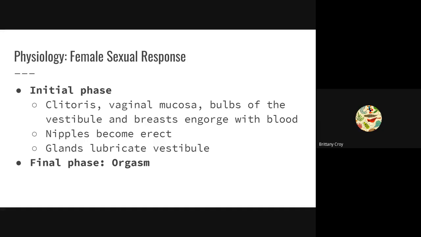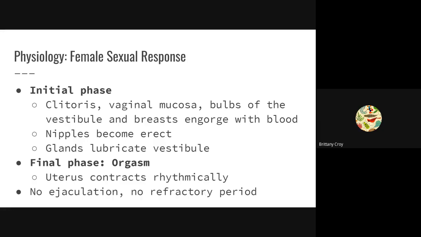And then sometimes, after all of that happens, the female experiences an orgasm where the uterus contracts rhythmically, and we have all the same systemic changes that happen in a male, like increased heart rate, increased blood pressure, increased breathing rate. Different from a male, though, there is no ejaculation and there's no refractory period. The refractory period is the time when a male cannot achieve another orgasm. Females don't have this, so females can have multiple orgasms in a row.